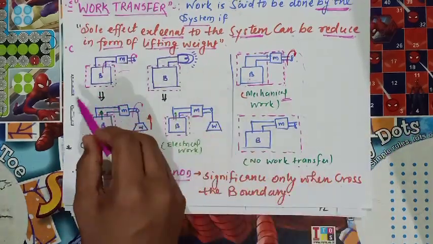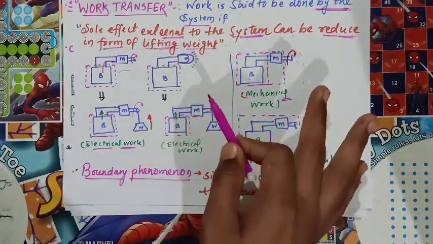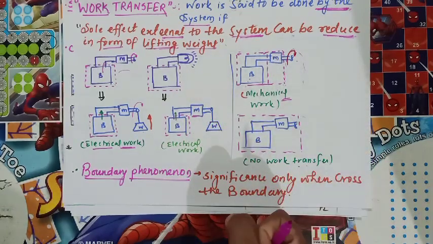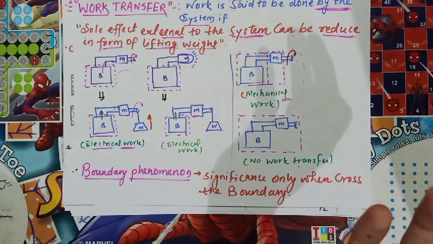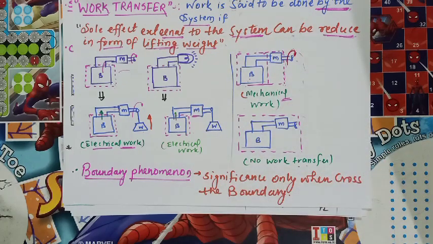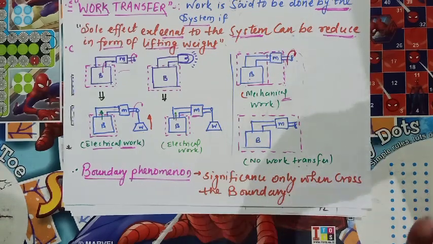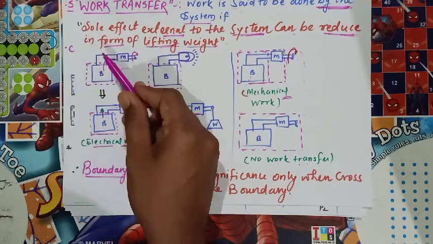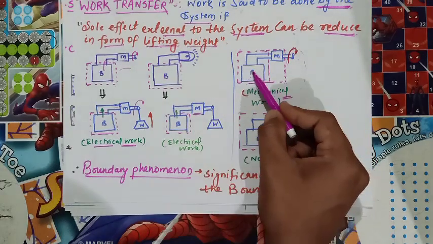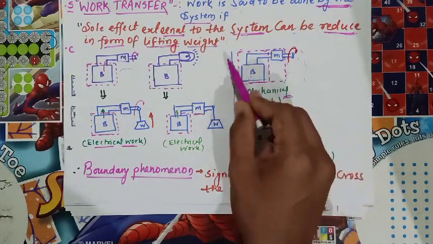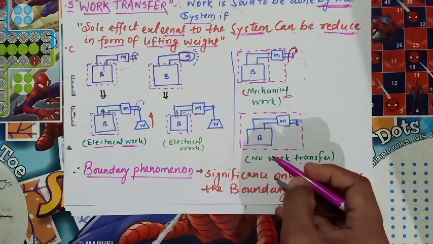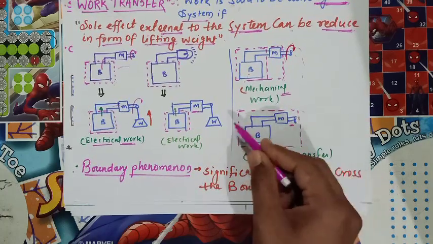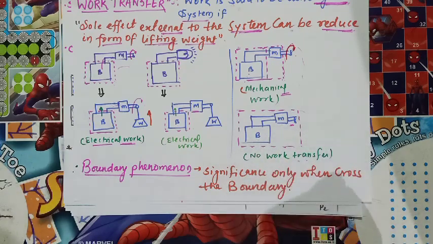So now we saw that work transfer depends upon the type of system we are choosing. The system we assume decides the work transfer. If we consider only the battery as our system, in this case we are getting electrical work. If we assume battery plus motor as our system, then we are getting mechanical work. And if we are choosing battery, motor as well as shaft as our system, then we see there is no work transfer, right?